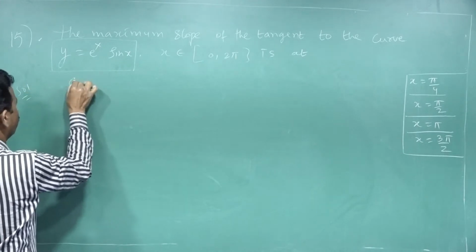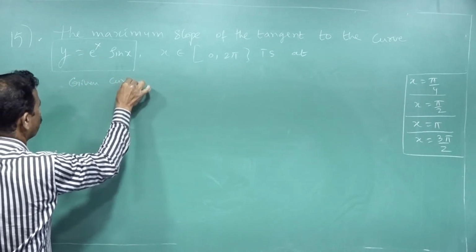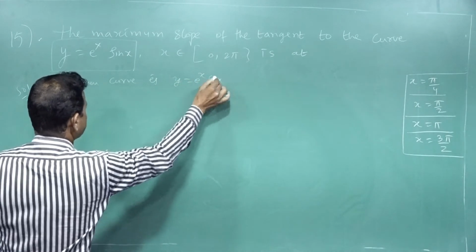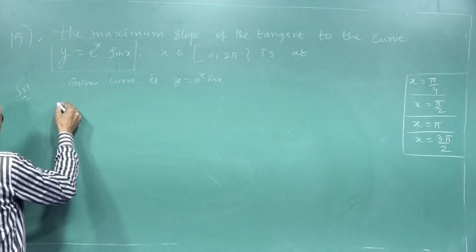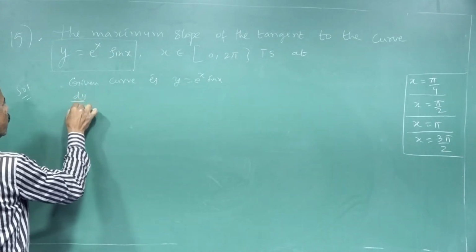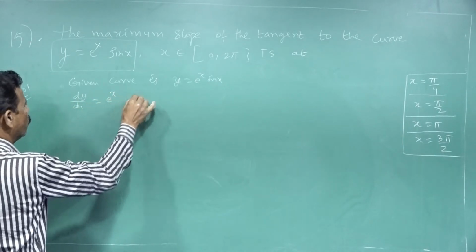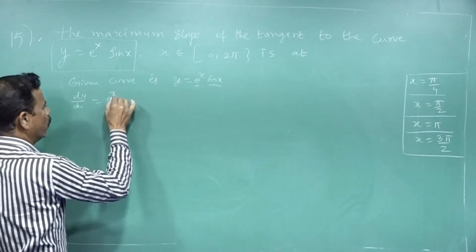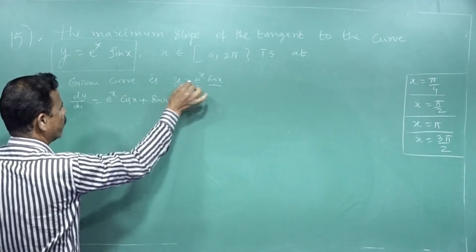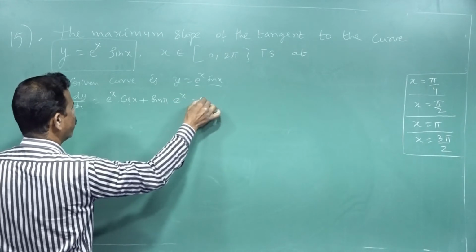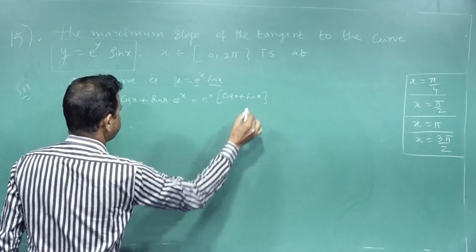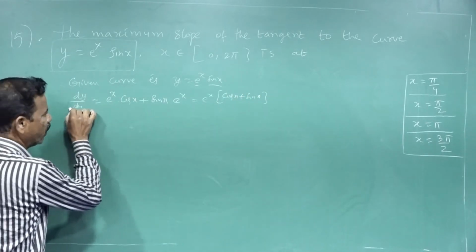Solution: the given curve is y is equal to e power of x sin x. This is the curve only. First find the tangent equation. So dy by dx is equal to e power of x by the uv method. This is u, this is v. U into the derivative of v, cos x, plus sin x into the derivative of e power of x, which is e power of x as it is. So taking e power of x common, cos x plus sin x. This is the slope of the tangent equation.